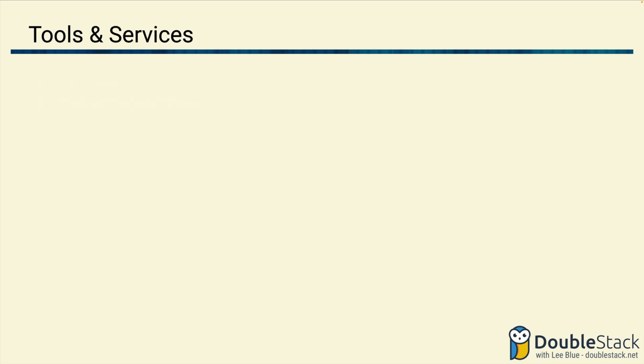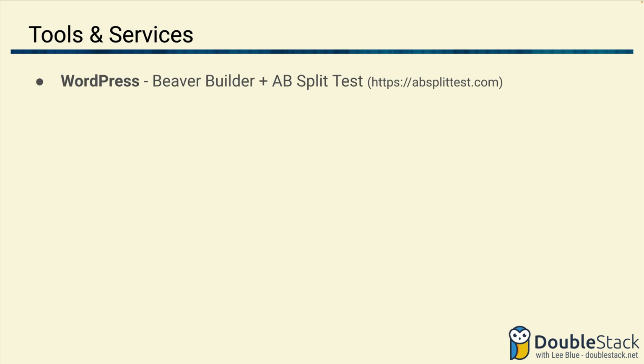Let's take a look at the tools and services that I use for all of this stuff. I use WordPress for everything. Beaver Builder is my go-to page builder, just because it's so stable, it's so fast, it's not filled with tons of extra things that get in my way all the time. And then I will use A/B split test, which is a plugin that allows you to do A/B testing for headlines and stuff. You can put 2 headlines in at the same time, figure out which one outperforms the other one with the same traffic at the same time. So it's a really great way to figure out which headlines perform the best.